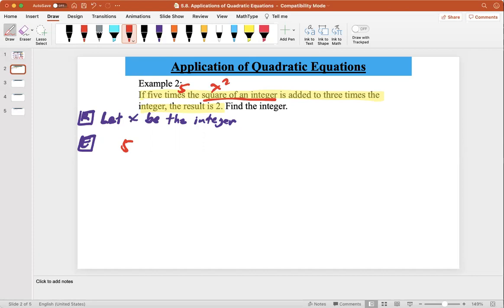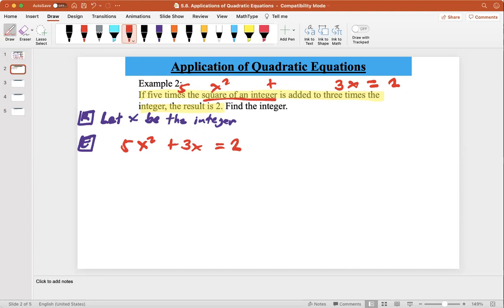Is added to 3 times the integer. Added, so it's plus 3 times the integer, which is x, 3x. The result is 2. The result means equals, right? Equals 2. So we have 5x squared plus 3x equals 2.